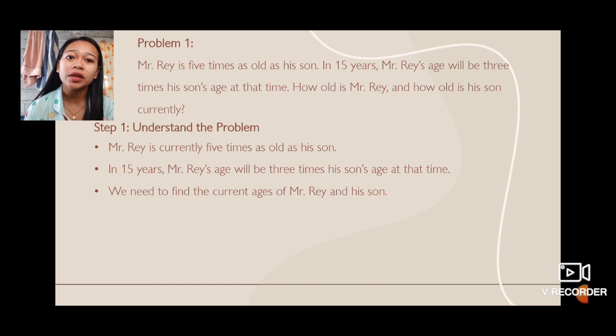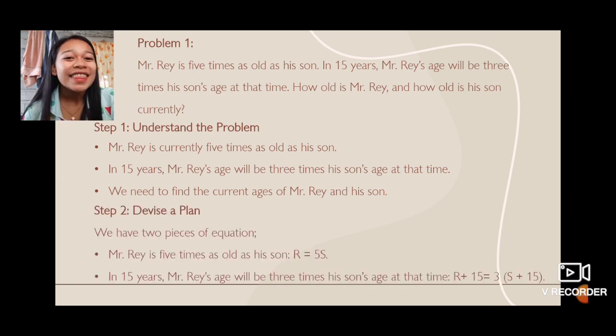So we are going to list down all the information that we need to find a solution. So the first one is, Mr. Ray is currently 5 times as old as his son. Second, in 15 years, Mr. Ray's age will be 3 times his son's age at that time. And lastly, we need to find the current ages of Mr. Ray and his son. Then the next is step 2 in Polya's 4 steps in problem solving, devise a plan.